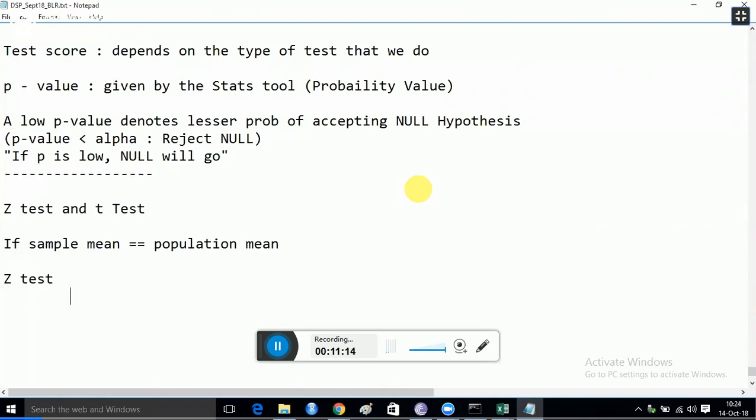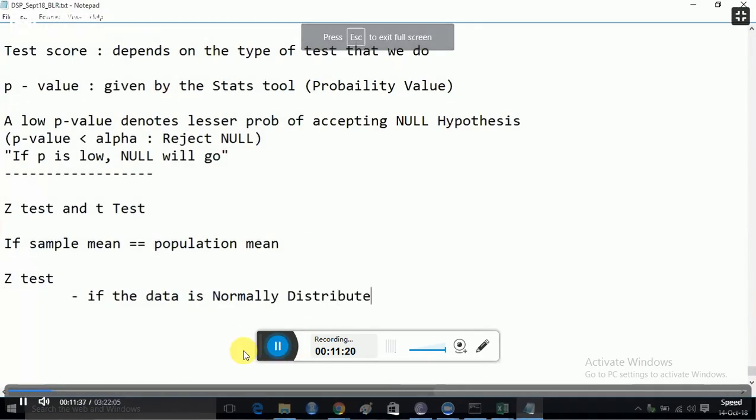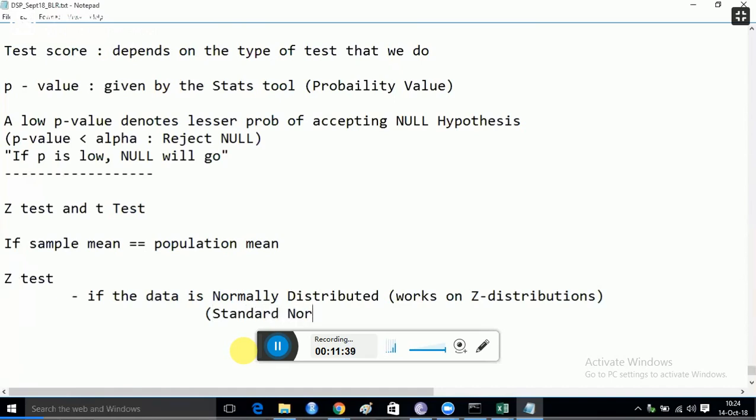So z-test, number one, is applicable if the data is normally distributed, and more preferably works especially on z distribution. And what is a z distribution? Z distribution is otherwise known as standard normal distribution. The entire scaling is on standard normal distribution.